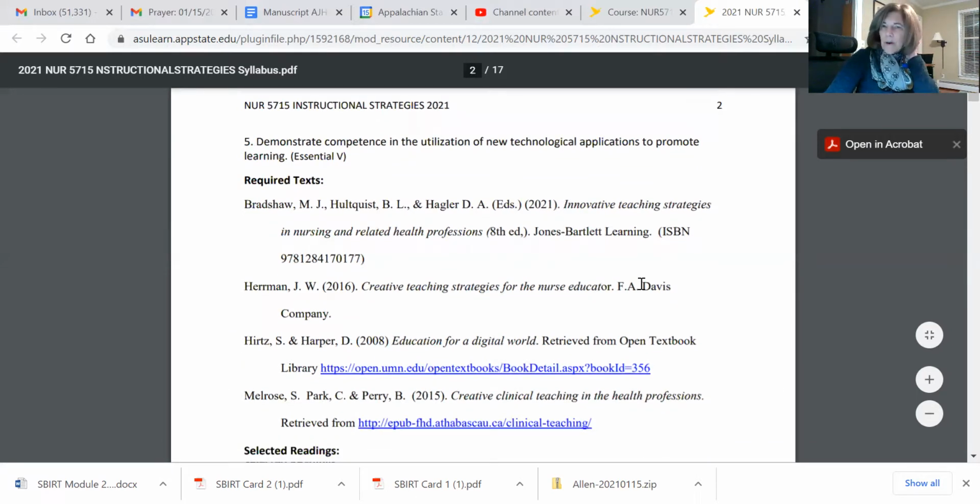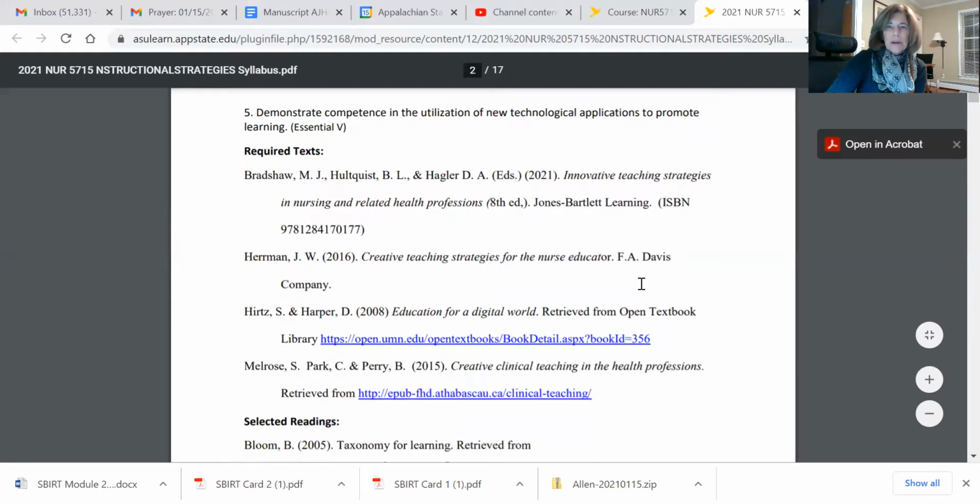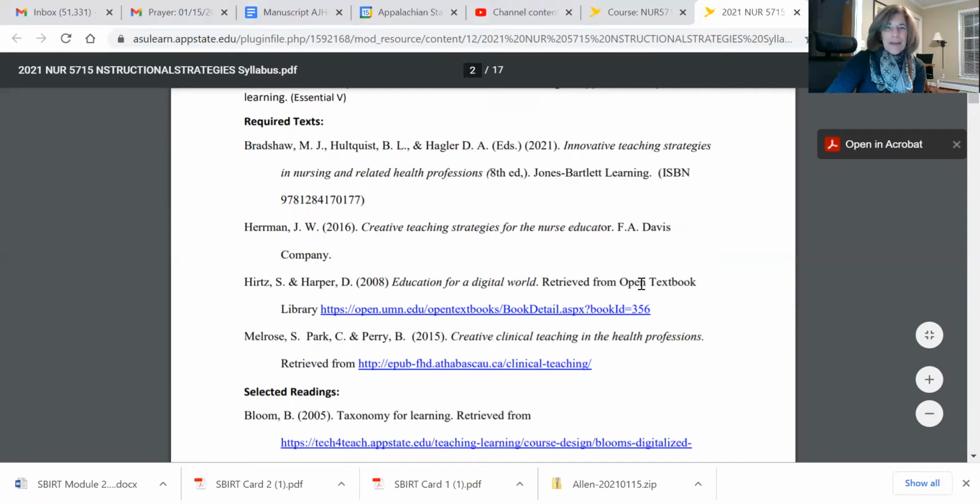We do have one book that you need to purchase, and that's the Bradshaw et al. book, the 2021 edition. And the Herman, I think you'll like that one. It's kind of a pocket guide with a lot of strategies. I can see that being a book you pull out all the time and enjoy.